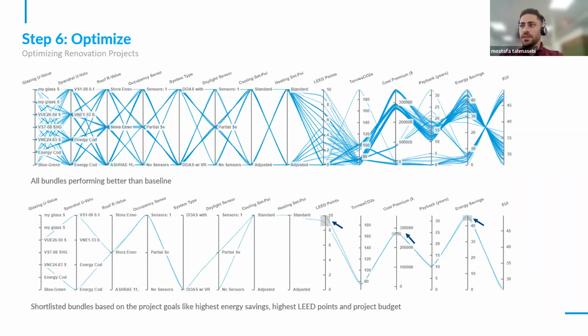There's a visualization at the top as well, where you can use different sliders to parse through the data. For example, if your renovated building is supposed to be LEED certified, you can click and drag the highest LEED point. You can also select the cost premium according to the budget of the project. It'll automatically shortlist bundles pertaining to your goal and requirement for the project.